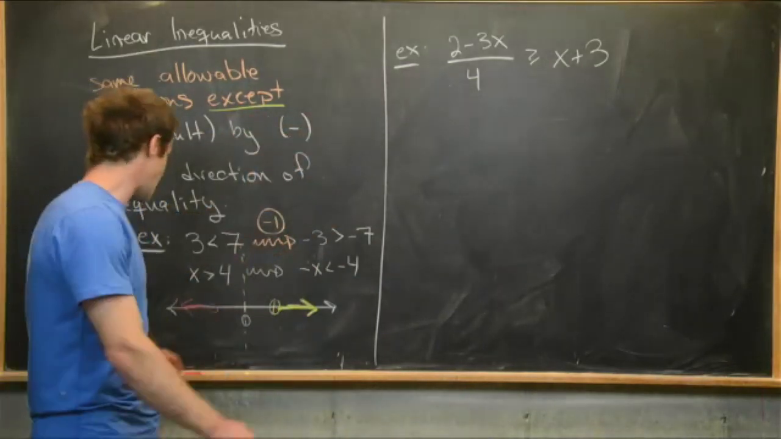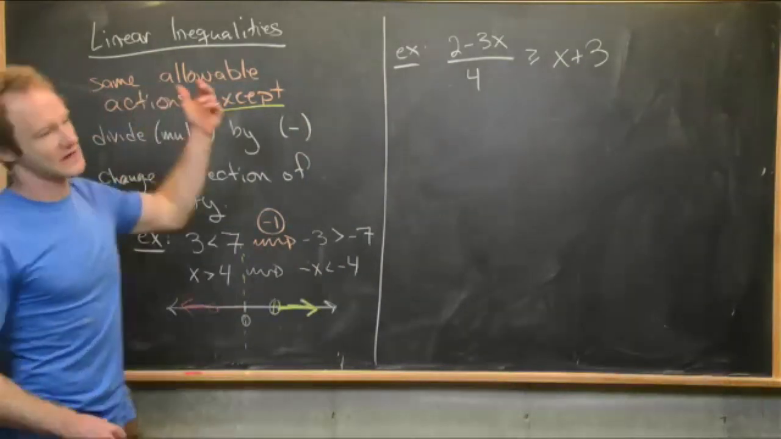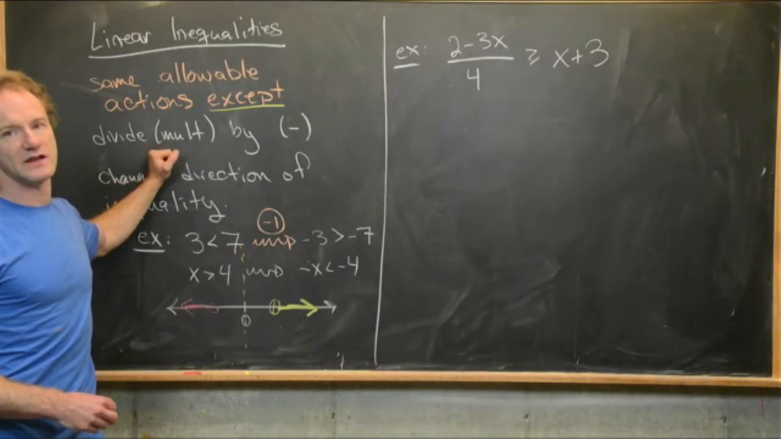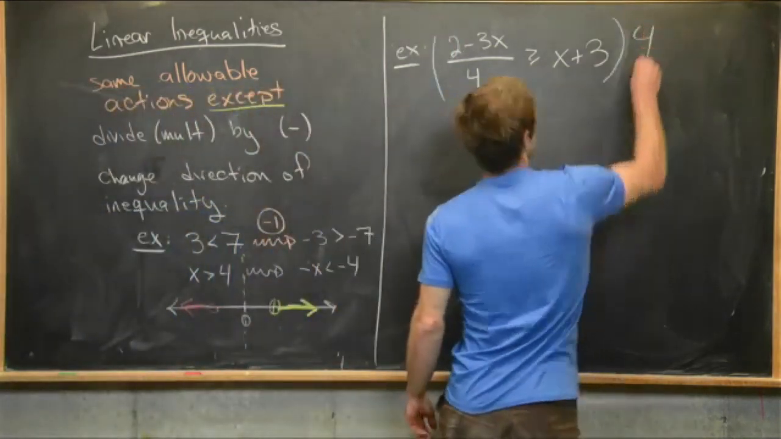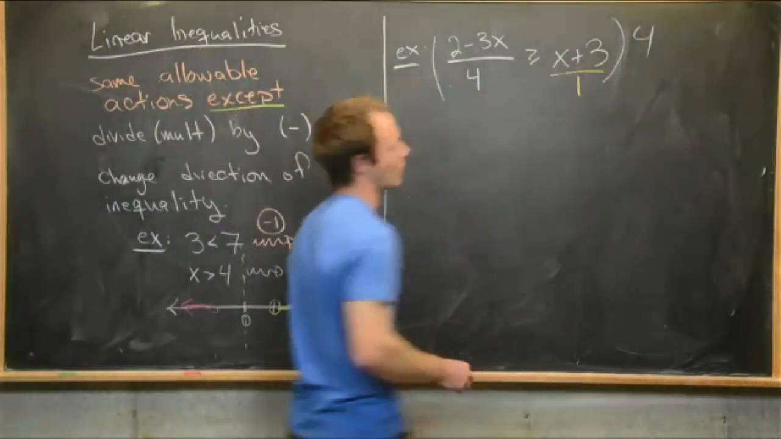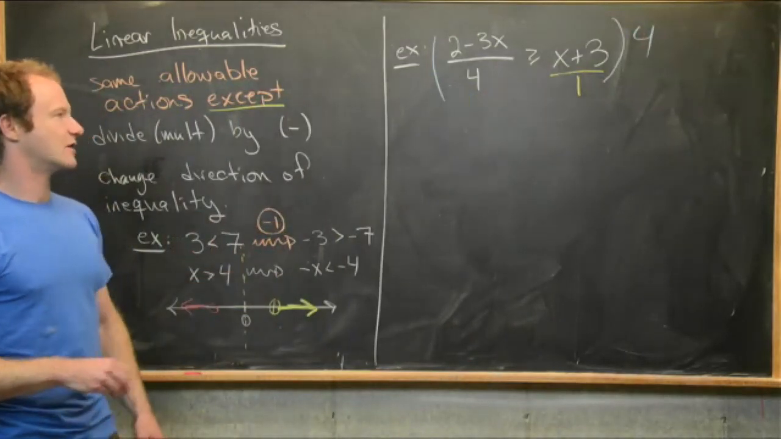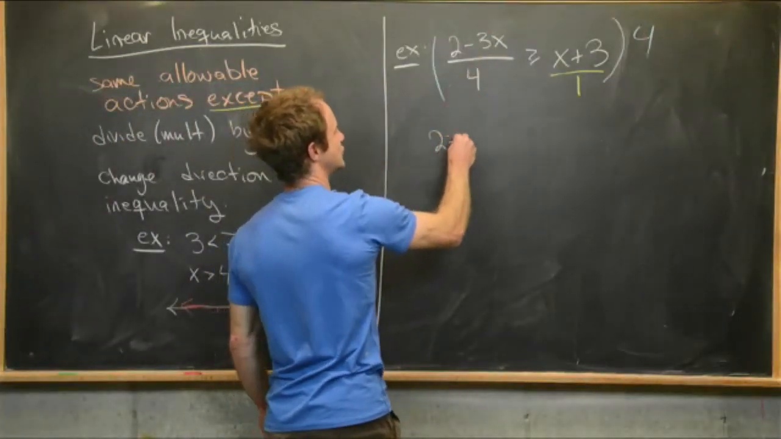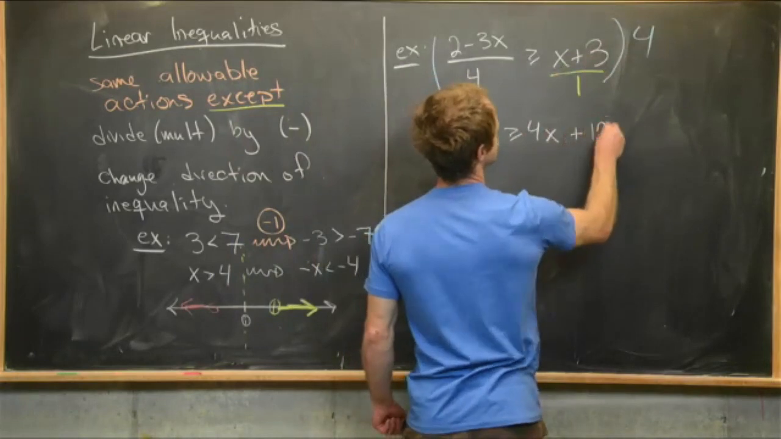So let's see what we get here, but the strategy is still the same. You want to do the same allowable actions like getting rid of fractions and all that kind of stuff, just keeping in mind that whenever you move a minus sign across the inequality via multiplication or division, you have to switch the direction. Okay, so motivated by what would happen if we had an equal sign there instead of an inequality, we want to multiply the whole thing by 4, because one side has a denominator of 4 and one side has a denominator of 1. Multiplying the left-hand side by 4 cancels that and leaves us with 2 minus 3x, bigger than or equal to 4x plus 12.